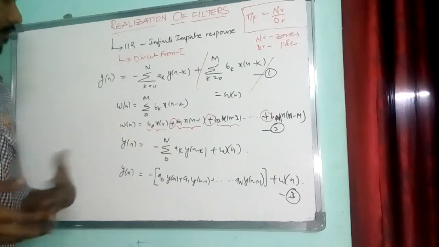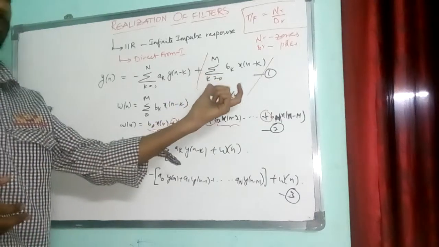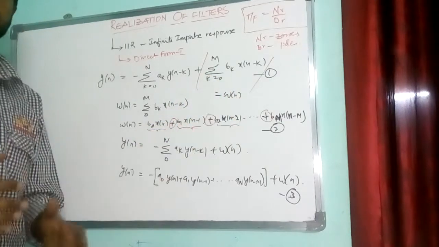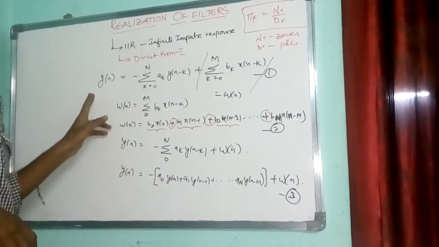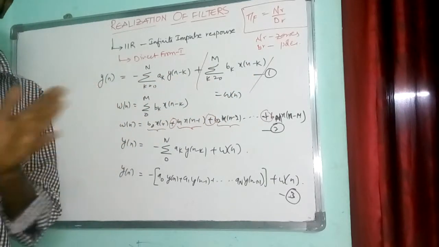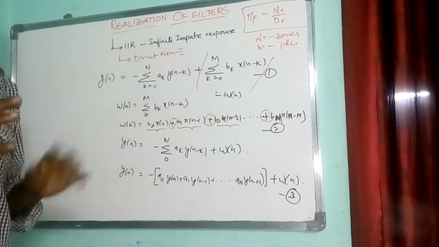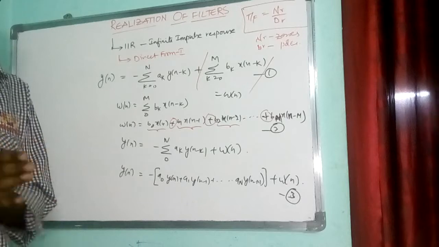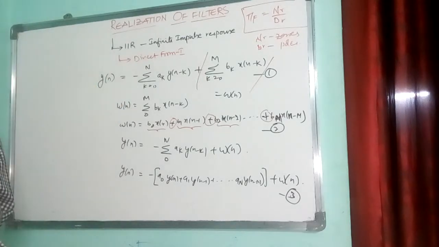This is the concept behind direct form 1. We assume the input to be some W of n and realize the filter for this. After that, you realize the filter for Y of n and add both of them to get the direct form 1 realization of the filter. Now we consider one example for direct form 1 so that it will be easy for us to understand the realization.